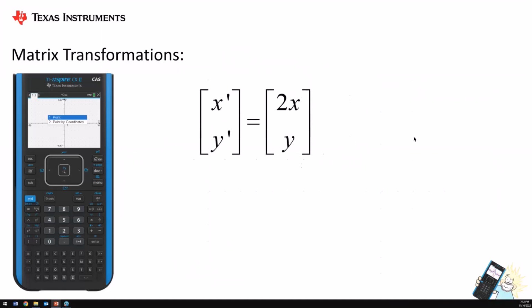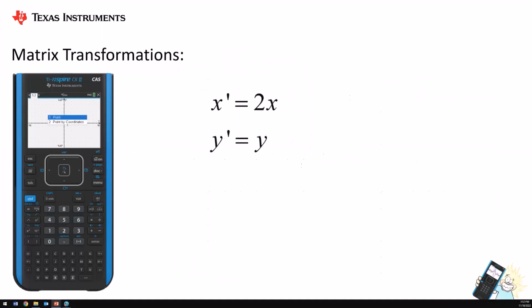Well, that bit's a no-brainer. X primed equals 2x. I'll just multiply those matrices out. So what do I do with this? And this is where students often get stuck.